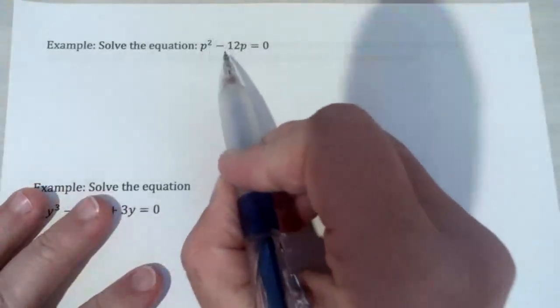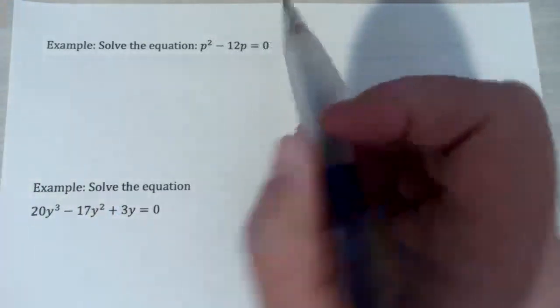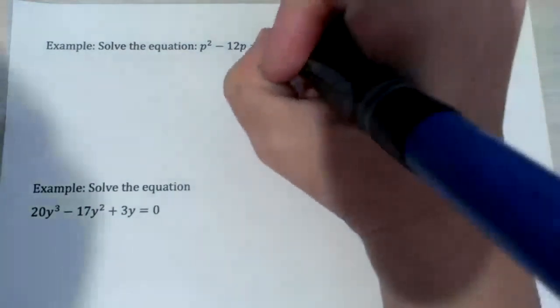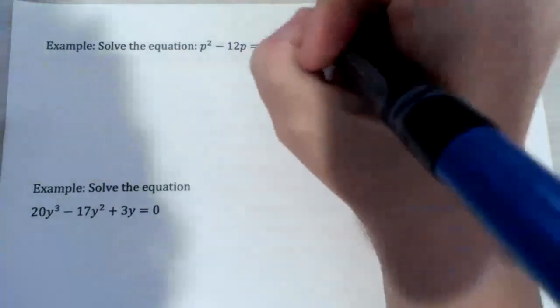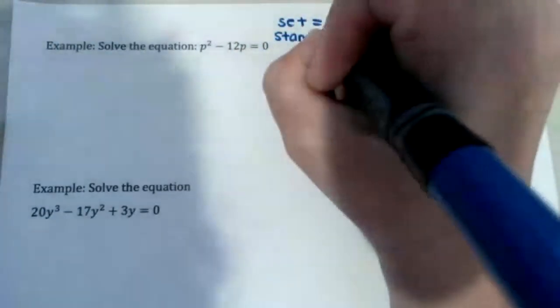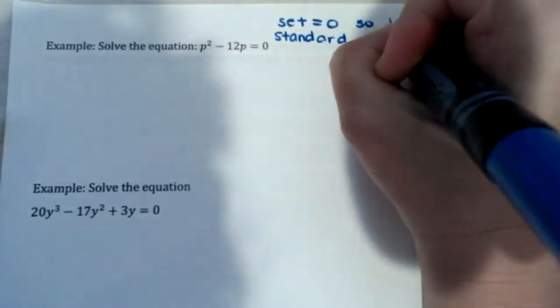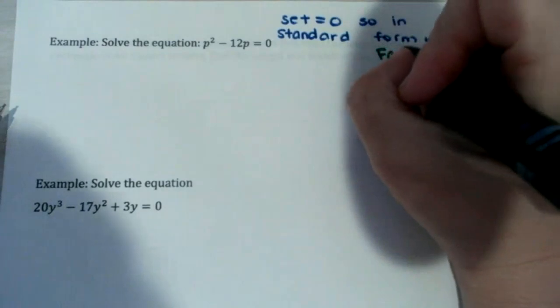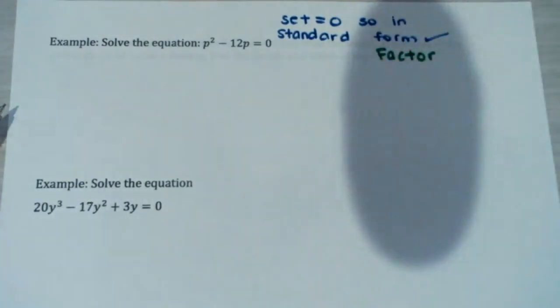So solve the equation p squared minus 12p equals 0. So this is set equal to 0, so it is in standard form. So that's good. That's done. So now our first step is to factor. Our GCF is always our first step in factoring no matter what. So p squared minus 12p. They both have a p in common. So our GCF would be p here.